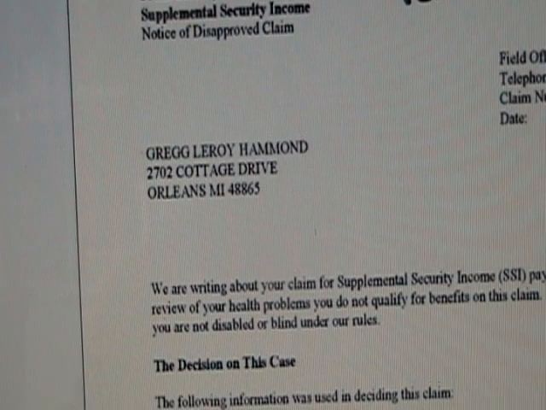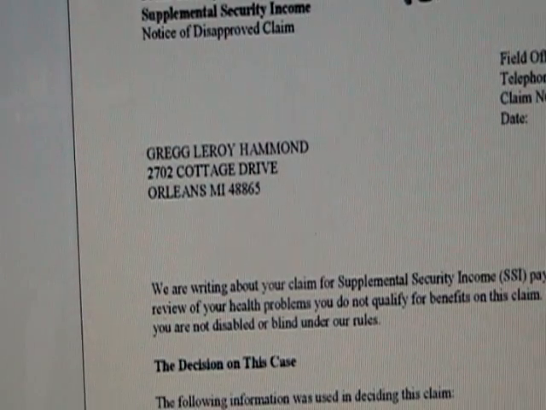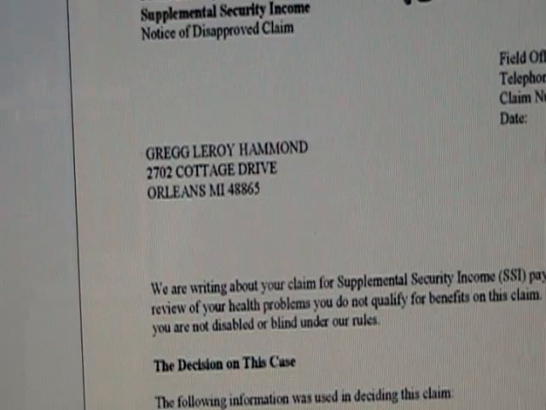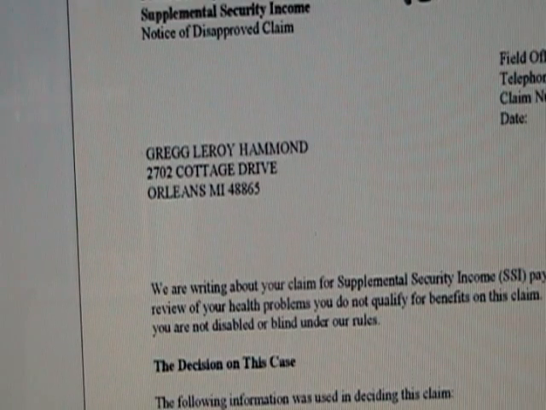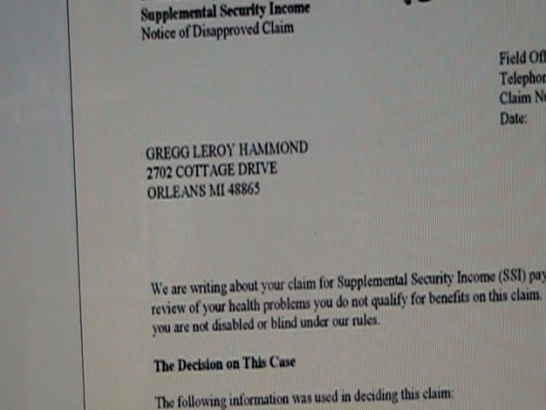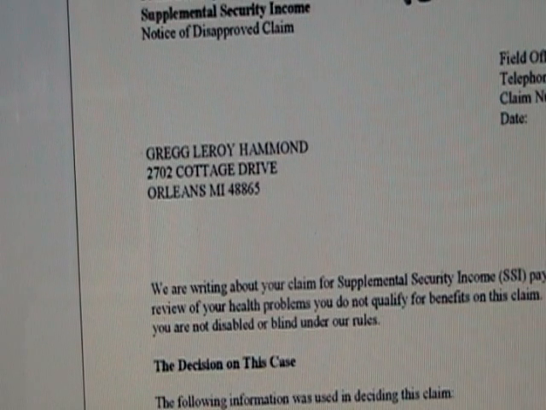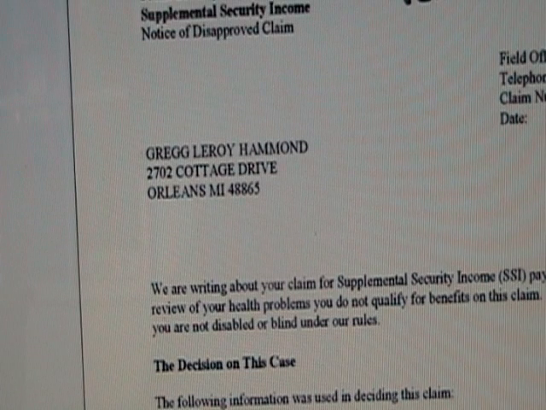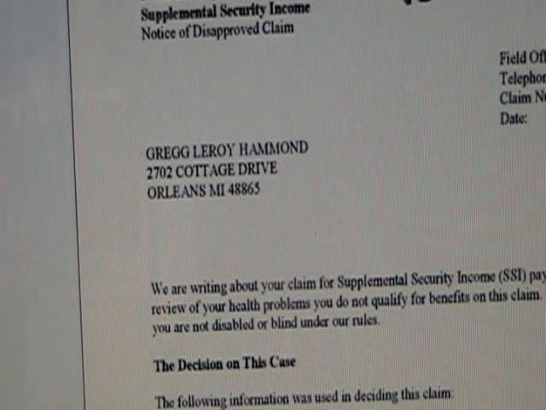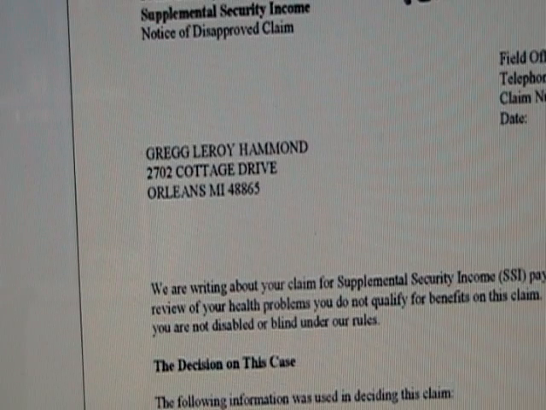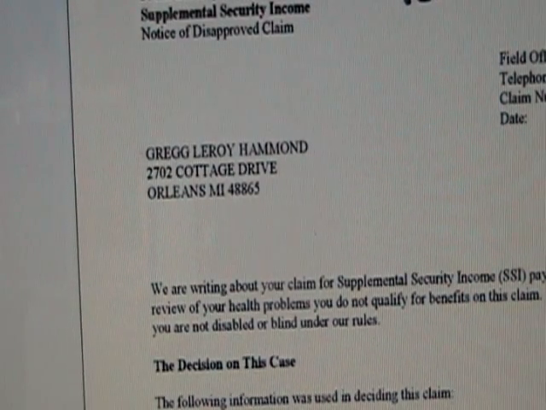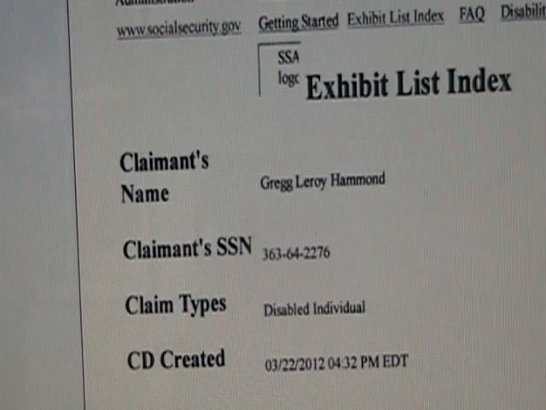Now, here's the interesting part. This is the initial denial. Look, the following information was used in deciding this claim: Academic Surgical Associates dated 5/9/11, Spectrum Health dated 5/3/11, and Great Lakes Medical Evaluations, which is that SSA doctor. The medical information we obtained was sufficient to make a decision. Okay, look at that, 3 medical reports. I'm sure they all back my claim.